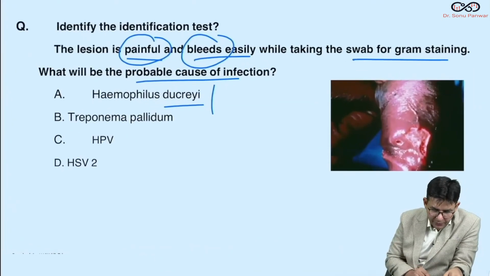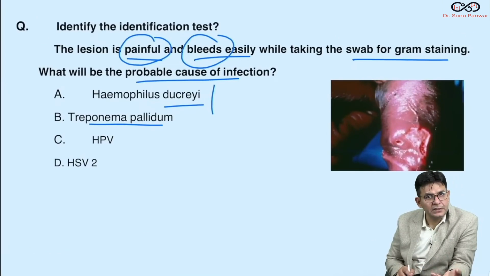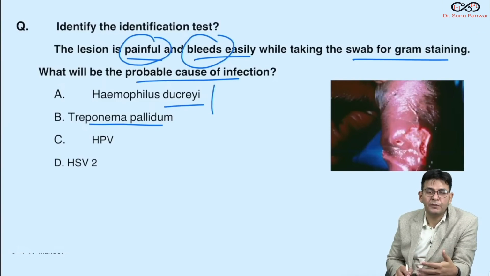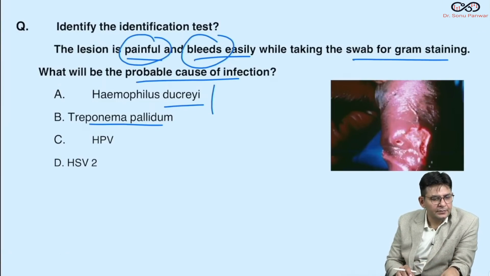And Treponema pallidum, the same thing, is painless, and along with that it is a hard chancre over the genitals. In this one, it is a soft sore, a soft ulcer, which is painful. Krishna, you are telling dukh raha hai, so chancroid. Yes, you are right.